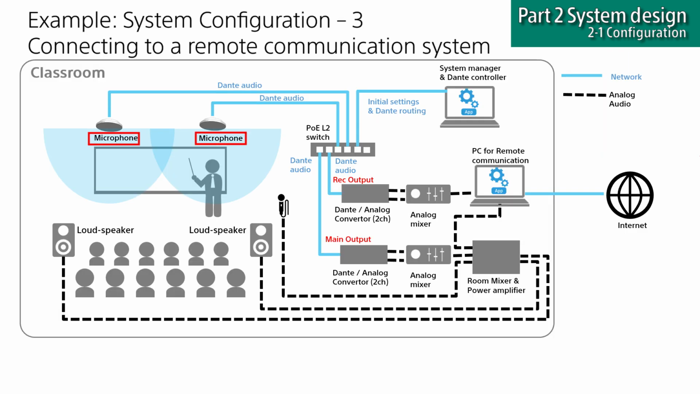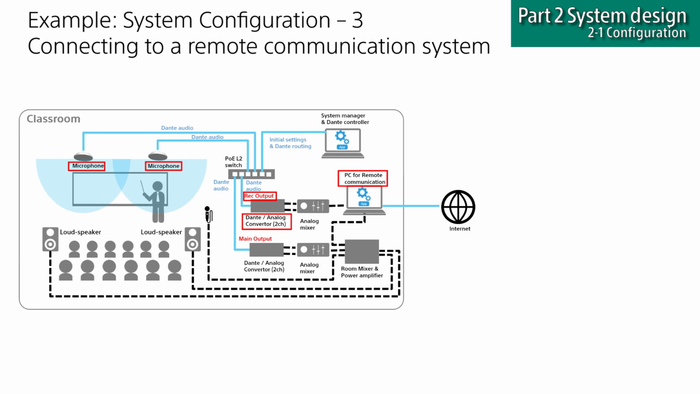Third one, this is an example of connecting to a remote communication system. The audio signal for remote communication system has to be rec output of the beamforming microphone. We do not recommend to use the main output remotely. Many customers are considering to use beamforming microphone for video conference system or web conference system.